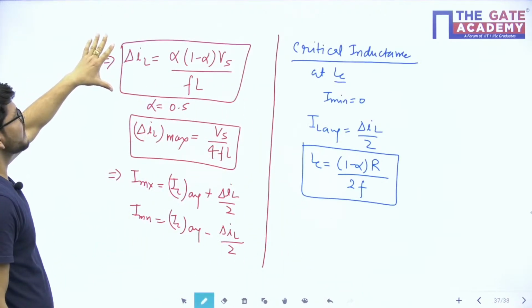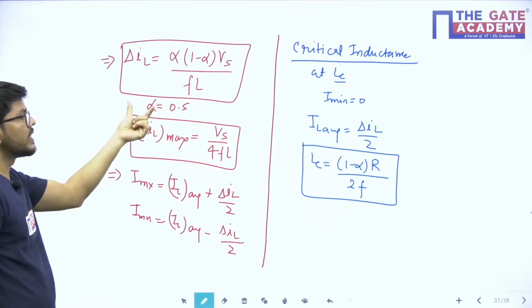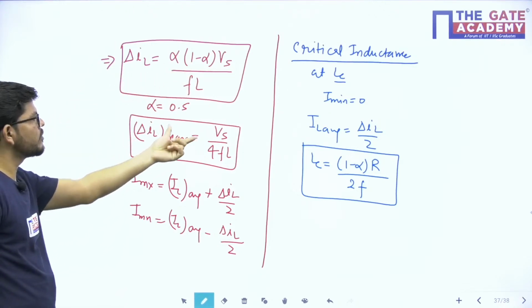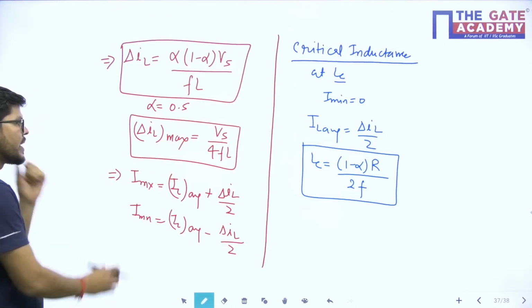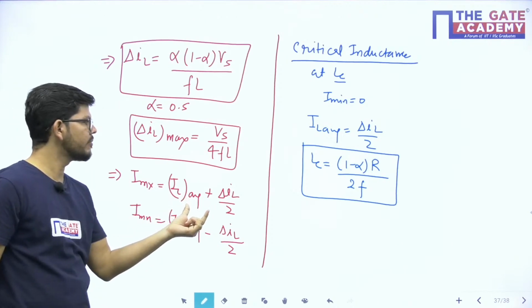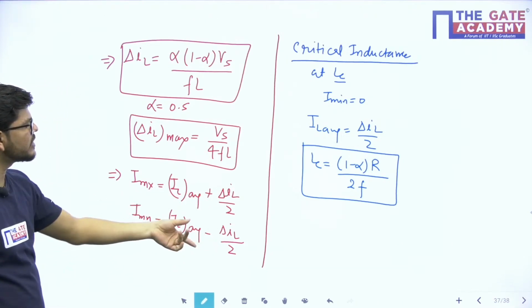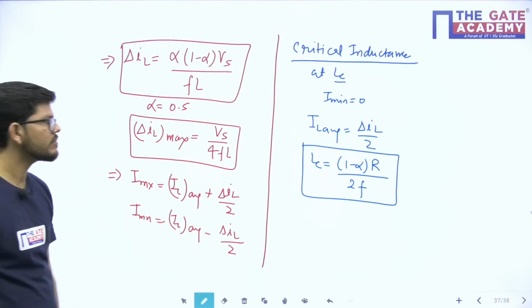Peak to peak ripple current is alpha into 1 minus alpha Vs upon FL. This is maximum when alpha is 0.5, so it is equal to Vs upon 4FL. I max you can calculate as IL average added with del IL by 2. I min will be equal to IL average subtracted by del IL by 2.